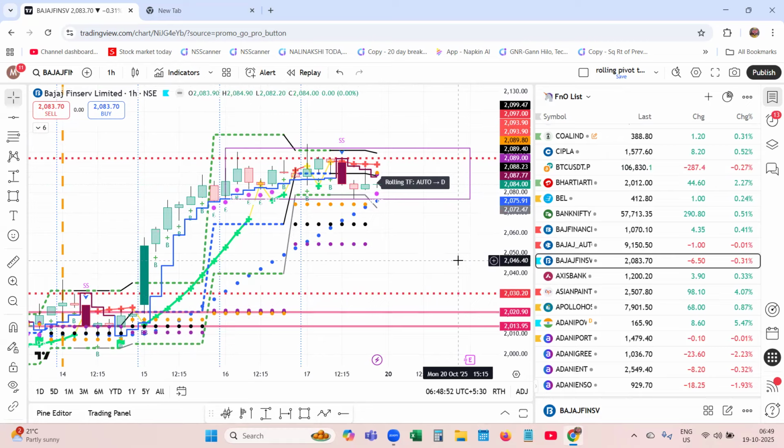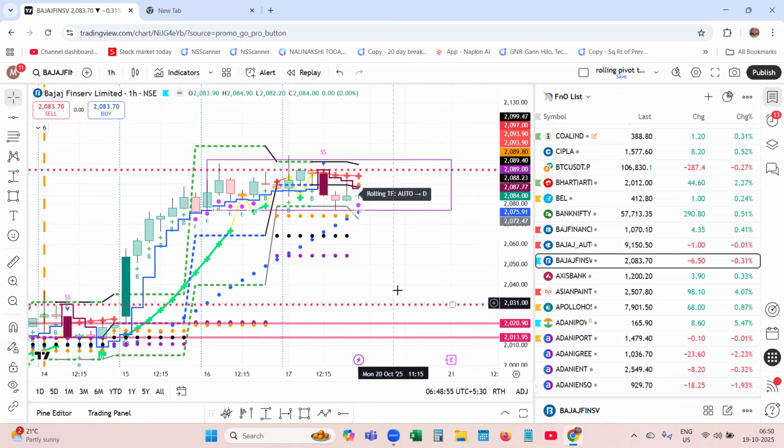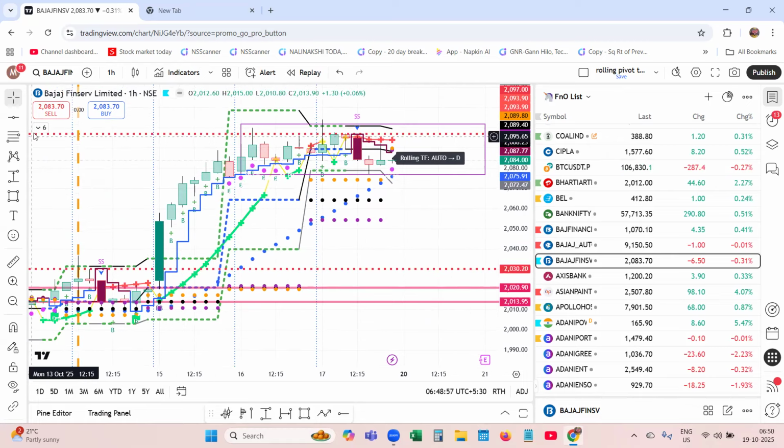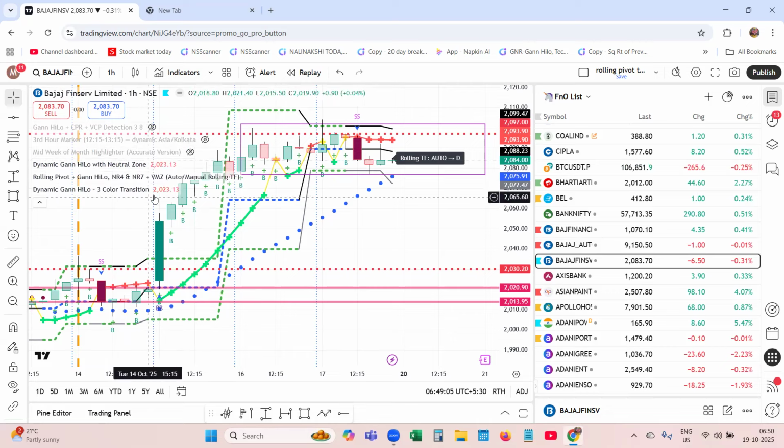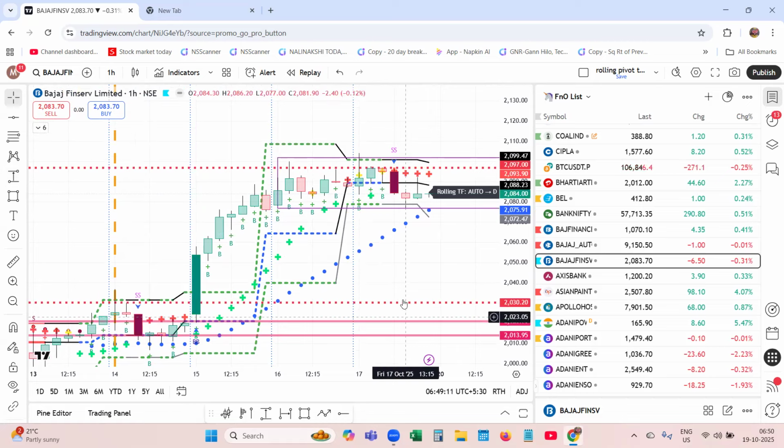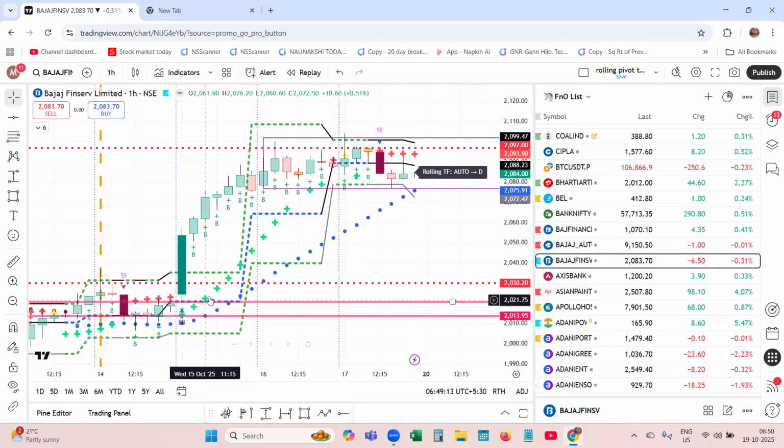Okay. And the first one is the rolling pivot. This is the rolling pivot. I will enable one by one so that you can see. I'll hide this Gann Hilo. I'll hide this dynamic, and rolling pivot. This is the rolling pivot with buy sell signals, and you can see the pivots are rising on an hourly basis. When you are on the hourly basis, daily pivots are plotted.